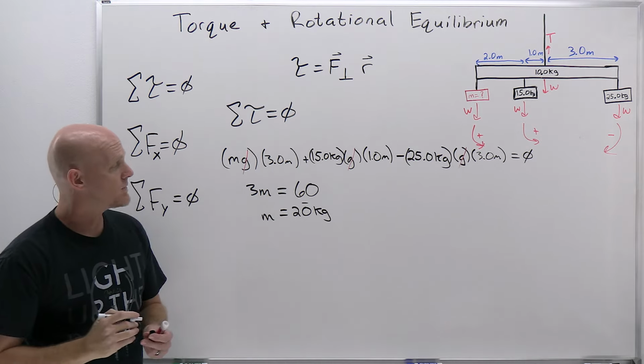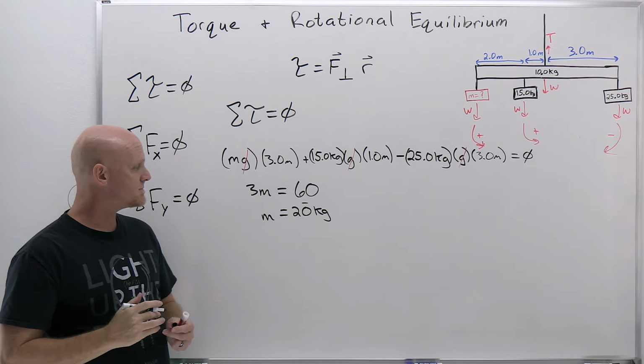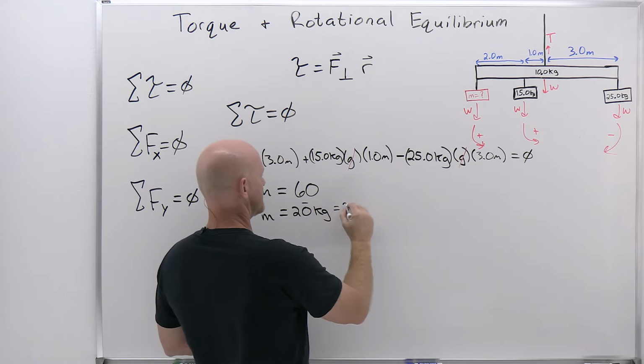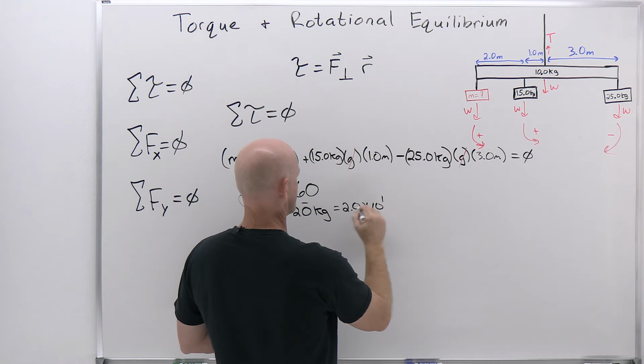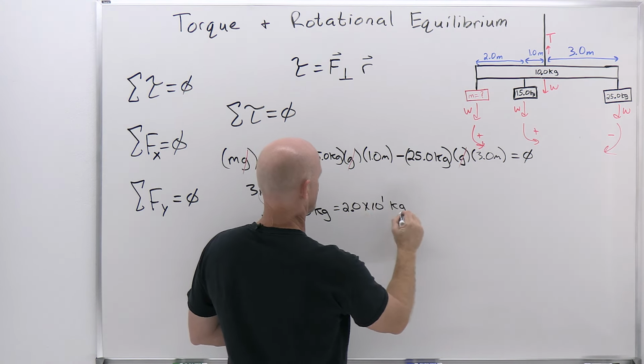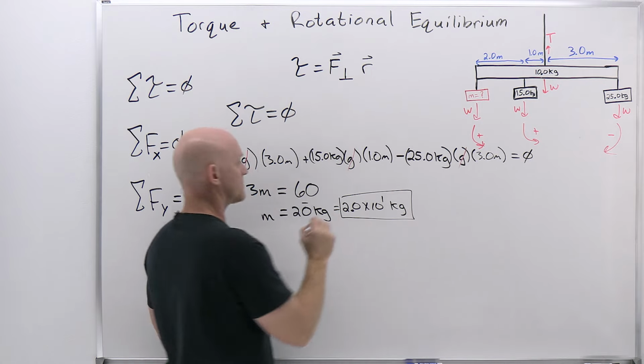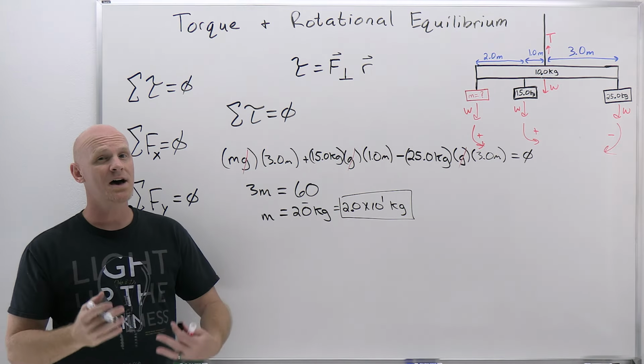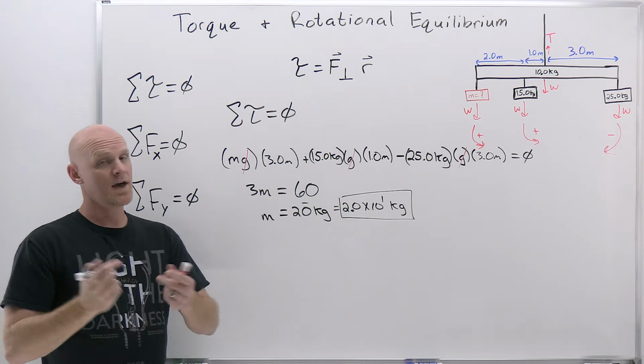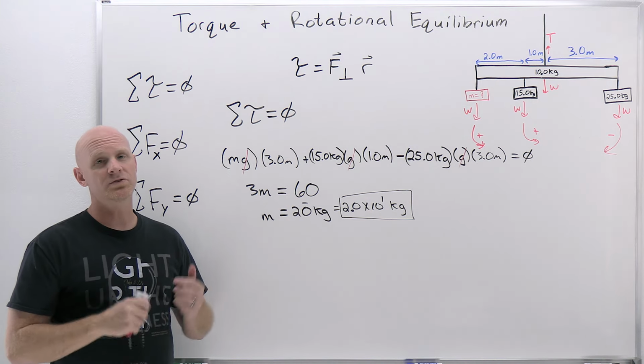kilograms. And again, we probably want 2 sig figs based on the distances supplied, which I would again prefer to make 2.0 times 10 to the first kilograms. And notice we were able to actually solve for the mass. We haven't even set up the other equation yet. But we can set up the sum of the forces equals zero.